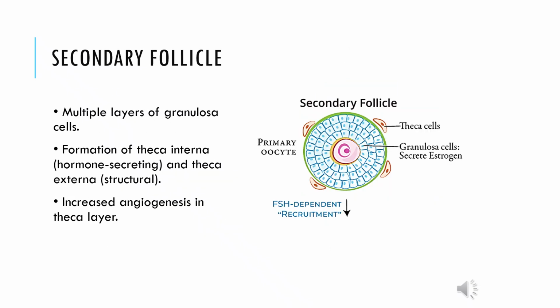The secondary follicle is bigger, with multiple layers of granulosa cells, as you can see in the figure. Now, we see the development of the theca layer around the follicle, which later divides into theca interna and externa. This is when blood vessels begin to supply the follicle indirectly via the theca layer, an important step for later hormone production. Remember, it's still not FSH dependent, but nearing that transition.